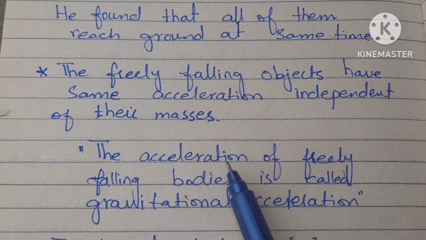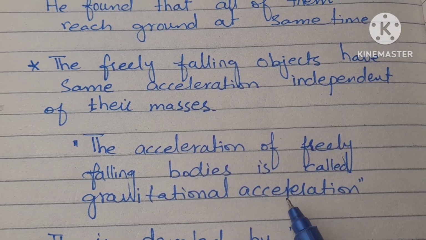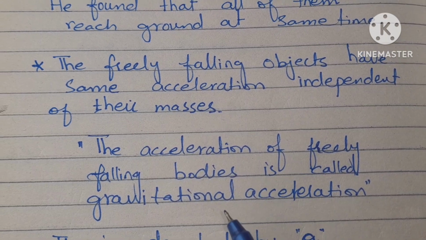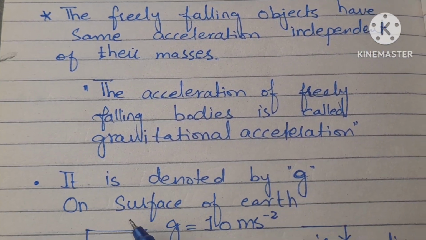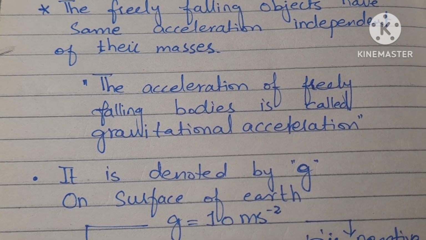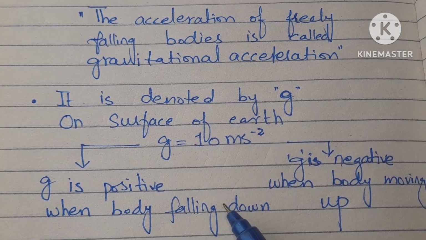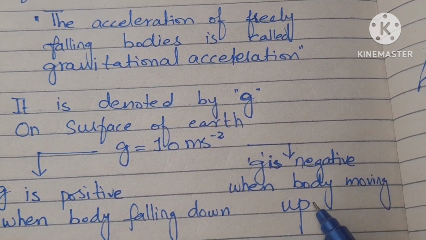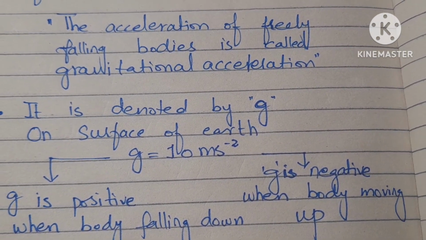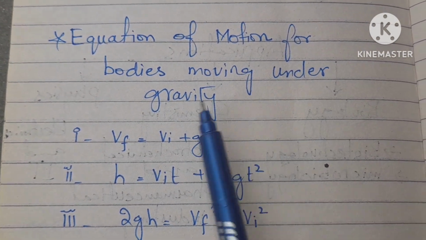Okay, gravitational acceleration. The acceleration of freely falling bodies is called gravitational acceleration because here the object is moving under gravity. That's why the acceleration is gravitational, and it is denoted by small g. On the surface of the earth, g is equal to 10 meter per second square, and g is positive when the body is falling down, and g is negative when the body is moving up, meaning when the body is moving against gravity.